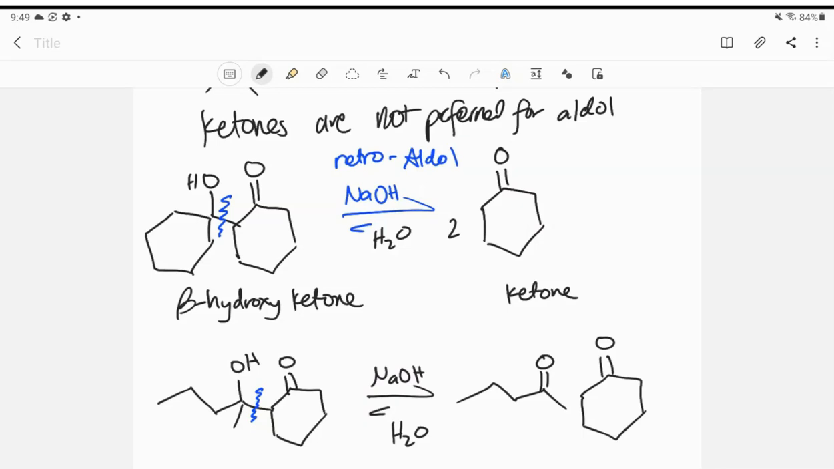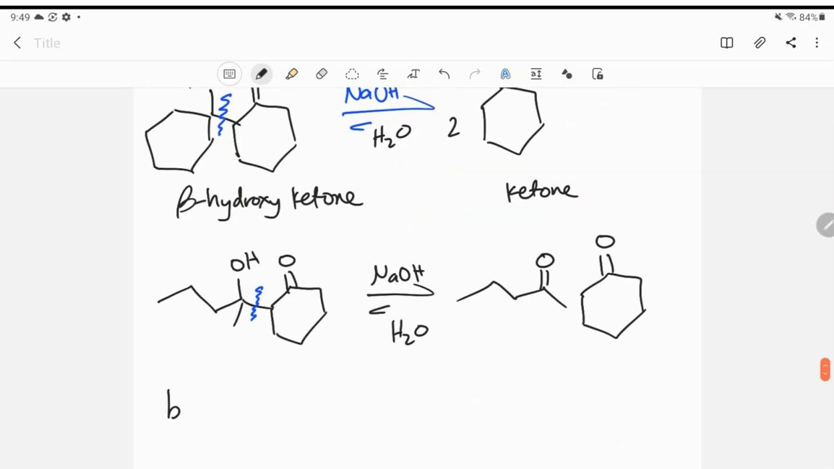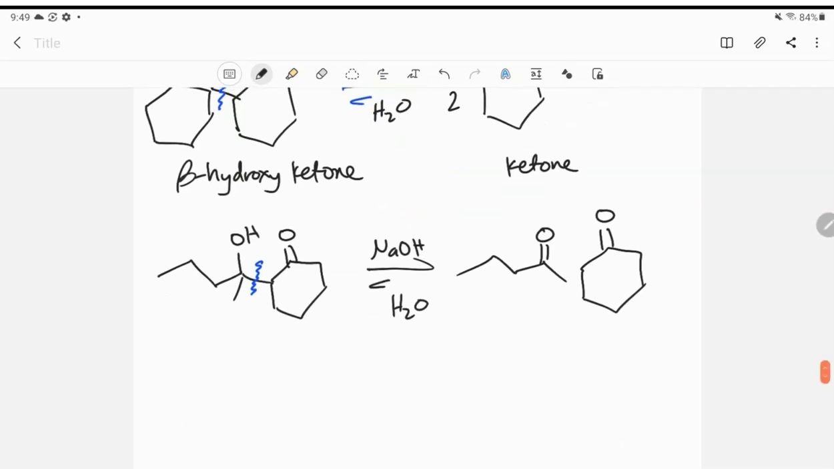Okay, let's do some practice. Let's do an aldol on this one, even though it will prefer the reactants. What's the product going to be of this thing? And yes, I will write the water.